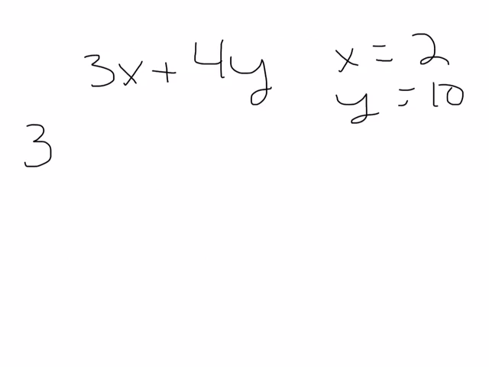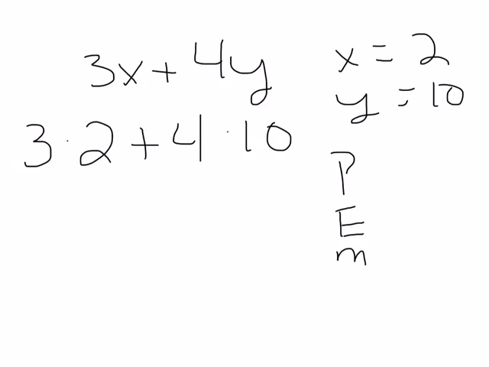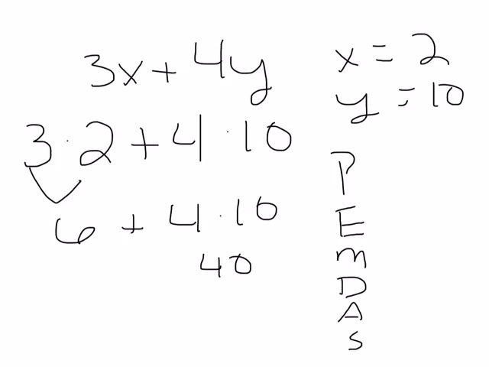So we have 3 times 2, this is the substitution step, plus 4 times 10. And then we use the order of operations to simplify. Now we multiply before we add, so 3 times 2 is 6. 4 times 10 is 40. And 6 plus 40 is 46.